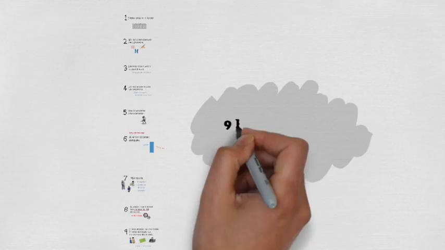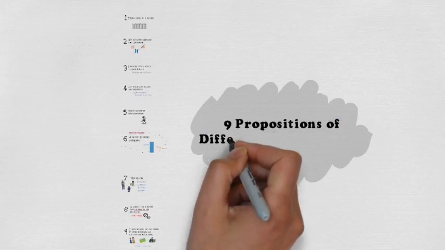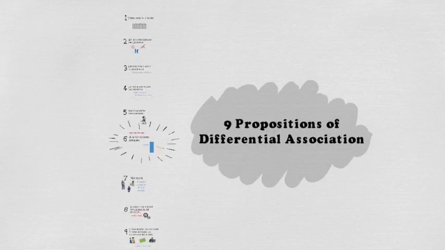Those are all 9 propositions of differential association. Remember that Proposition 6 is the single most important of all the propositions because it is the foundation of differential association.